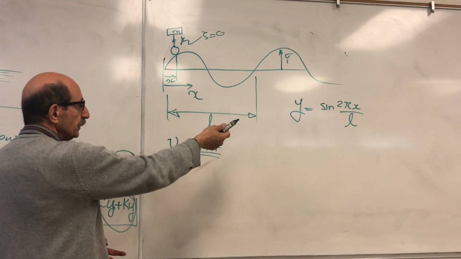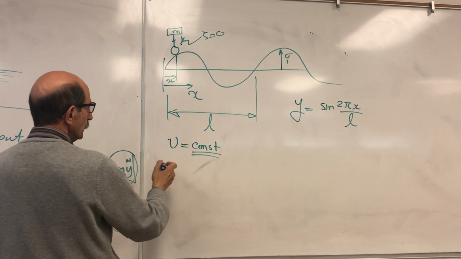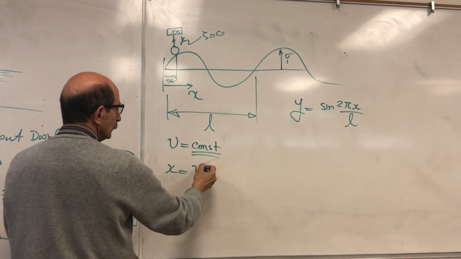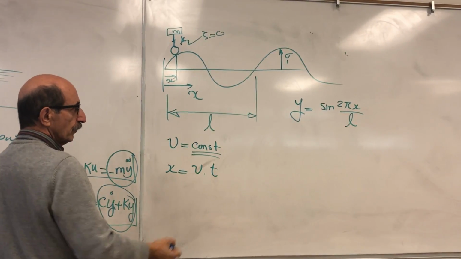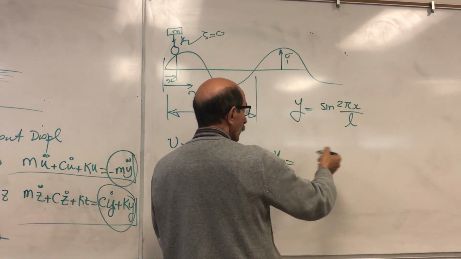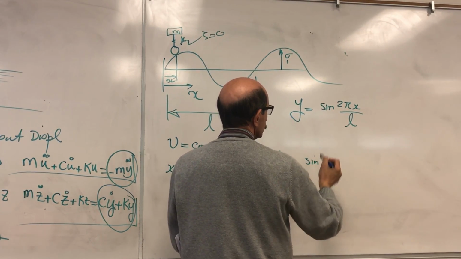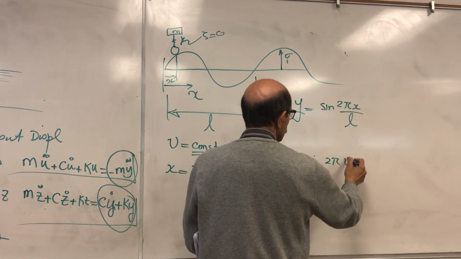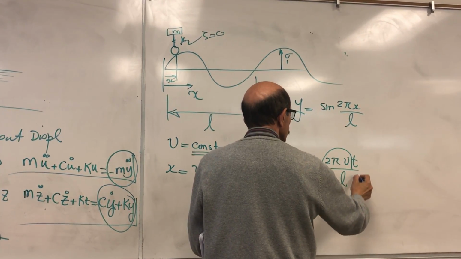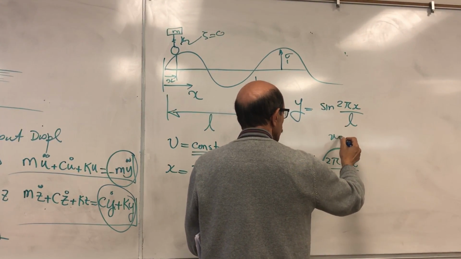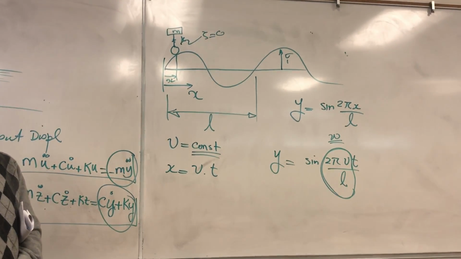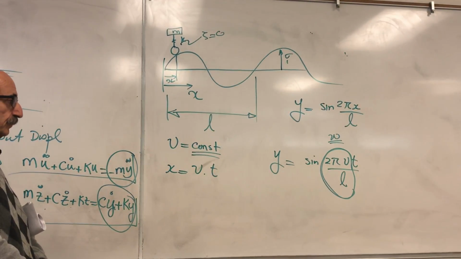We say this is harmonic, but there's no time involved here. But we know that the car is traveling with a constant velocity, so the input function, or the road function, would be 2 pi v t over L. So this is the frequency of the forcing function, which this input displacement represents.